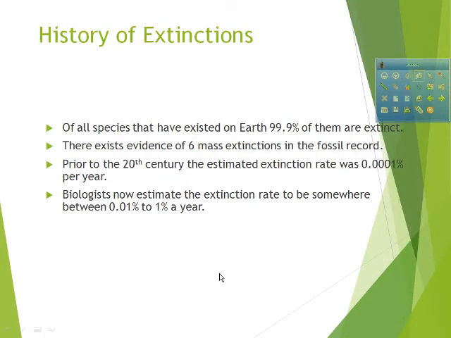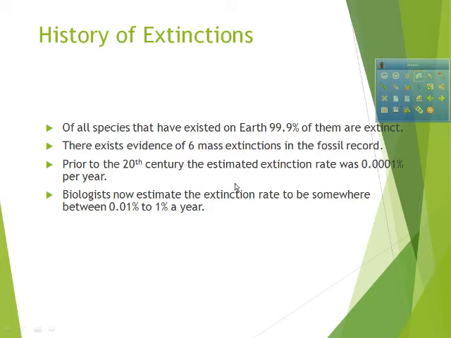Looking at extinctions. Extinctions are nothing new, and it's nothing that is necessarily a bad thing. Extinctions have been happening since the Earth started. Almost all, you can see 99.9% of all of the species that have ever been on the Earth are now extinct. We have found evidence that there are 6 mass extinctions that have happened in the fossil record. The problem becomes right here.